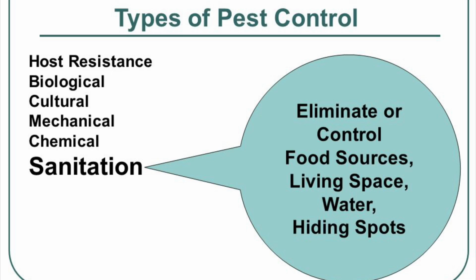All right, so sanitation is very important. What you want to do is you want to eliminate or control food sources, living spaces, water, access, and hiding spots for pests. If you can control these things, this will prevent them from even wanting to show up in the first place.